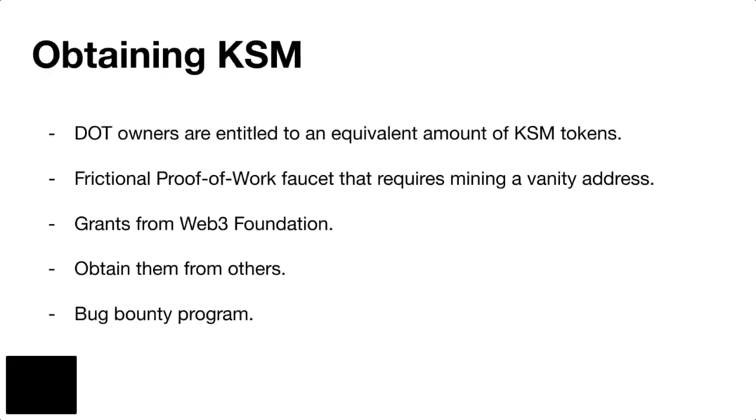to be a frictional proof-of-work faucet that will require mining a vanity address. This is probably a very low difficulty thing to do. Probably anyone with a computer could mine this address in a few minutes. You'll mine an address containing the letters KSMA, and then you'll make a post on GitHub. And I believe once a day, KSM will be sent out to everybody who mined one of these addresses.